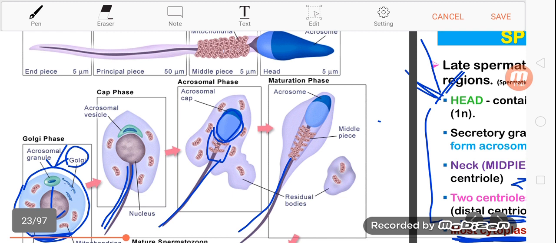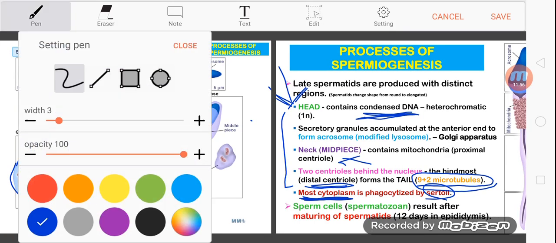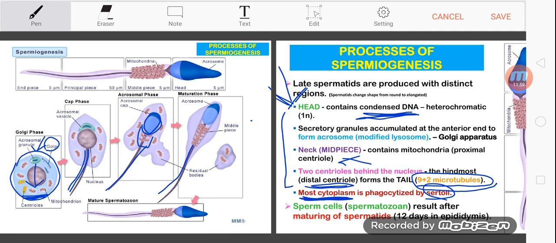9+2 microtubules. Then when this forms, at a later stage, you can see the cytoplasm being phagocytized. Okay, the maturation phase, or starting at the acrosomal phase also. Phagocytized, or the residual cytoplasm being discarded.